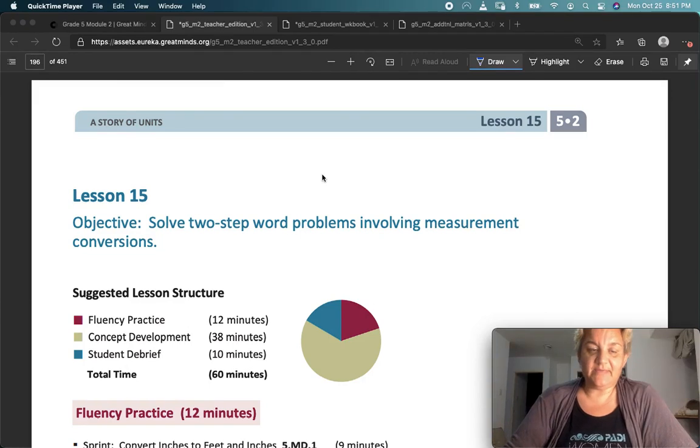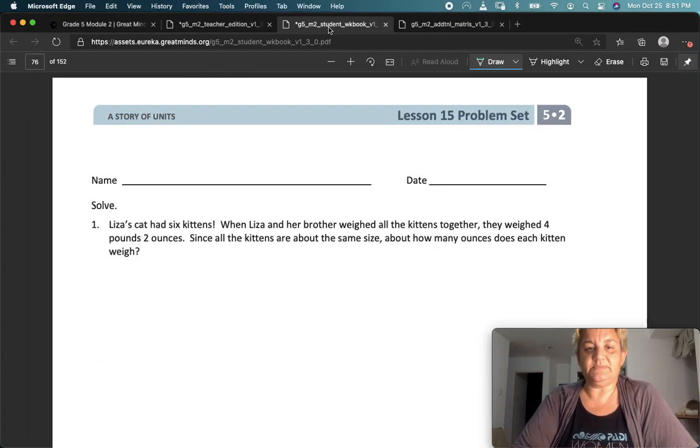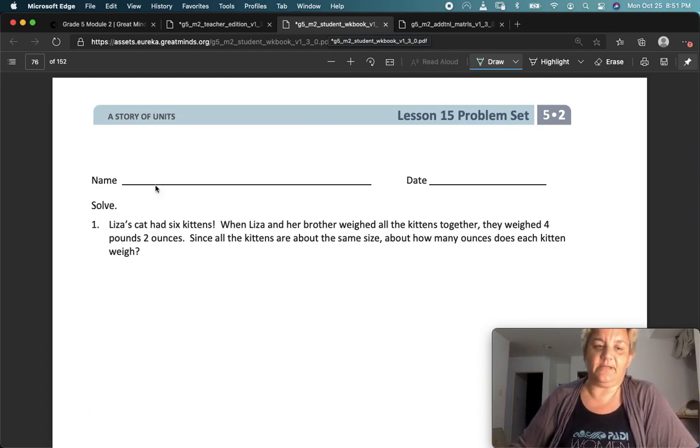Welcome to Eureka Math. This is Module 2, Lesson 15, and our objective today is to solve two-step word problems involving measurement conversions. So we're going to be using all the skills that we've been learning in Lesson 13 and Lesson 14, and we're going to put them into use in some word problems. So let's go to our problem set. Write your name on your paper.